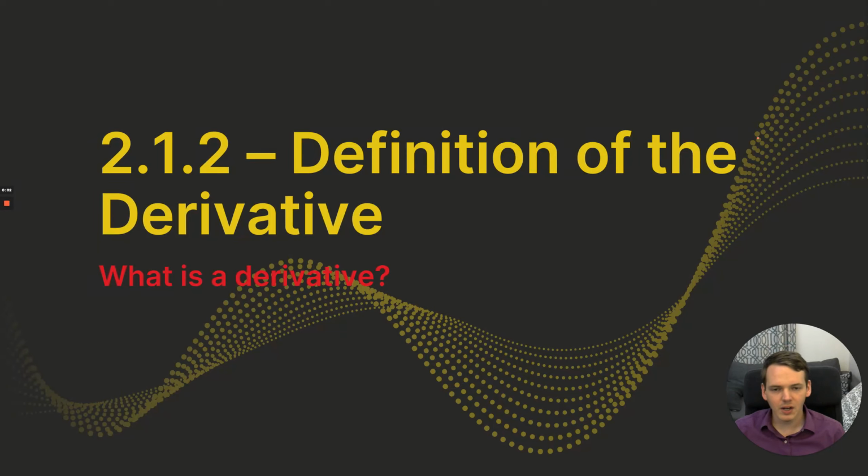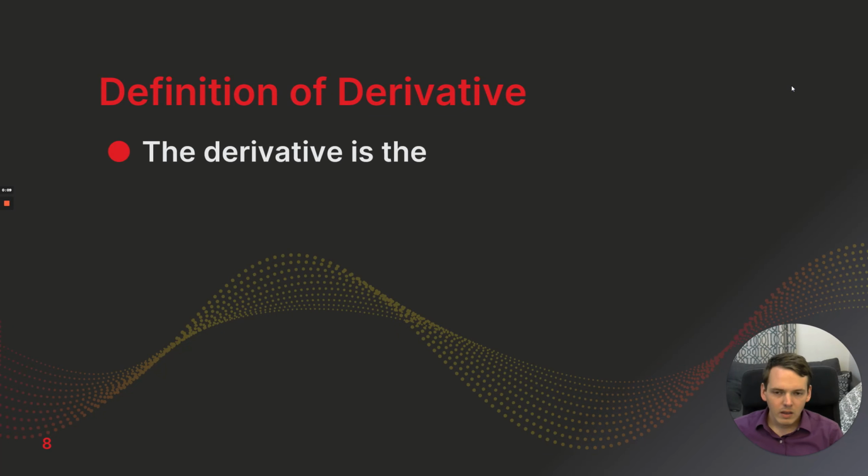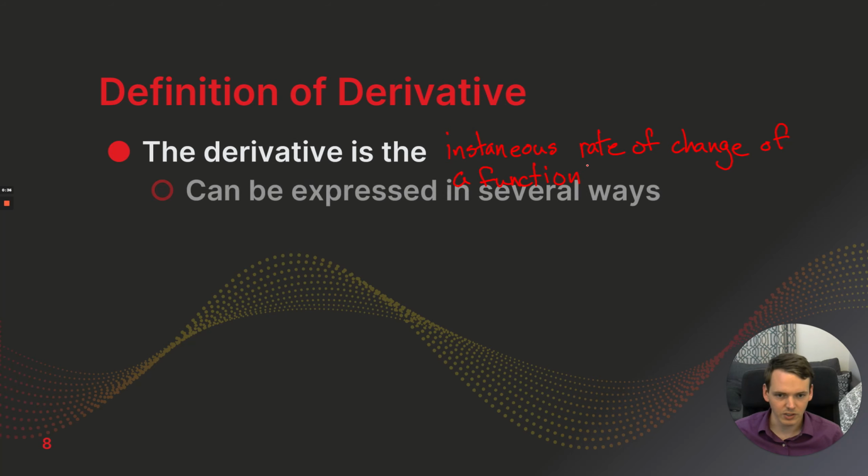All right, in this video, we want to jump right into the thick of it and talk about the definition of the derivative. So the derivative is defined as the instantaneous rate of change of a function.